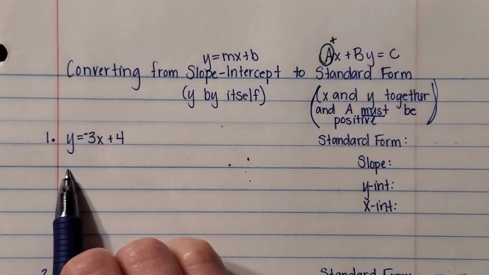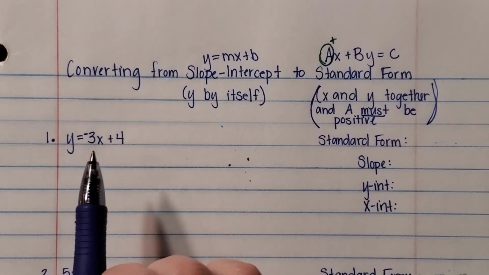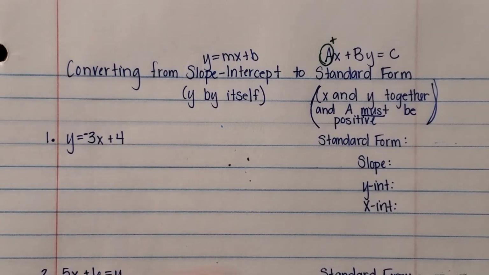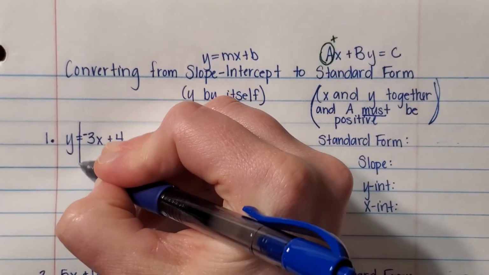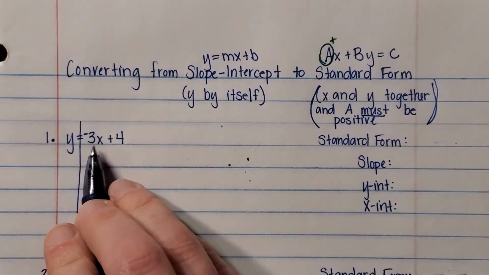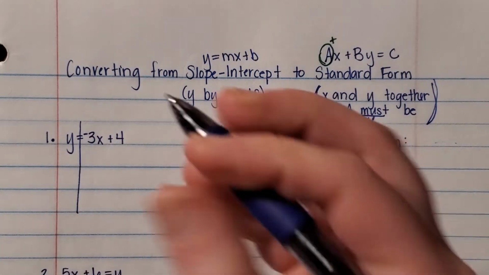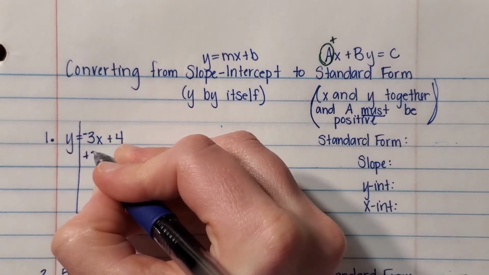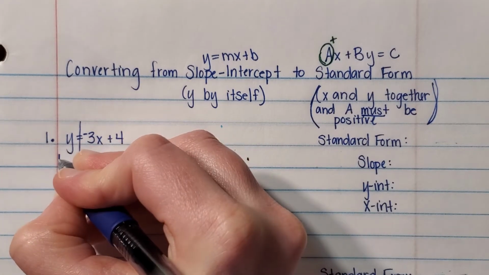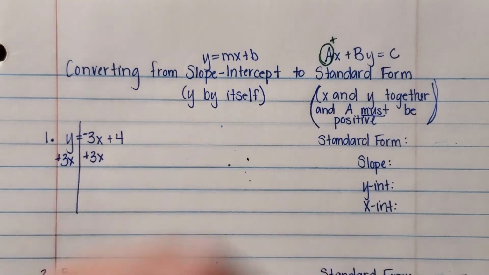Number one, if you notice, y is all by itself. It's already in our slope-intercept form. My goal is to get the x and y on the same side of the equation. I'm going to go ahead and move the negative 3x to the other side. To get rid of a negative 3x, all I have to do is add 3x. And I must add it to both sides of my equation.